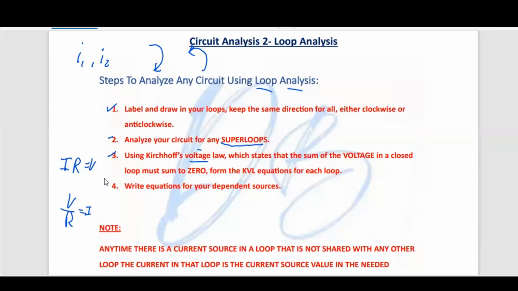The other one was KCL, where the sum of the currents entering a node must equal the sum of the currents leaving. But KVL has to do with the loops and the voltages, right? And then as usual, you write the equations for the dependent source, just like we've been doing before. So you label your loops, assume the direction for all, and look in the circuit for super loops, because you need to treat those separately. You write your loop equations for each loop, and you write the dependent sources afterwards. It's similar to nodal, but now you're dealing with loops.